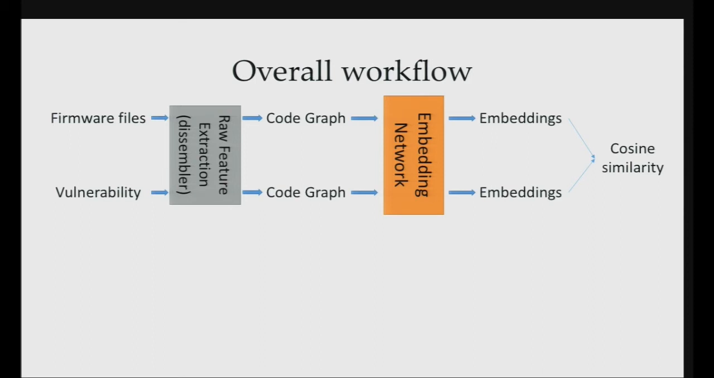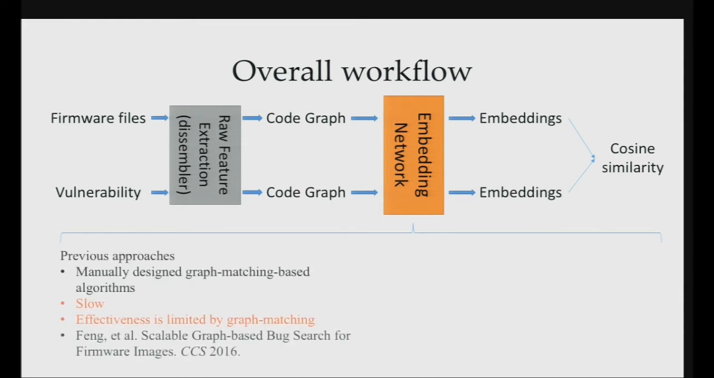And then our embedding network will convert the code graph into an embedding. And this is the core work of this paper. And then after the two code graphs are converted into the embedding, we can detect whether they are similar or not based on the distance function, for example, the cosine similarity function. Okay, so this is the basic workflow. And as I mentioned, the most important part is the embedding network.